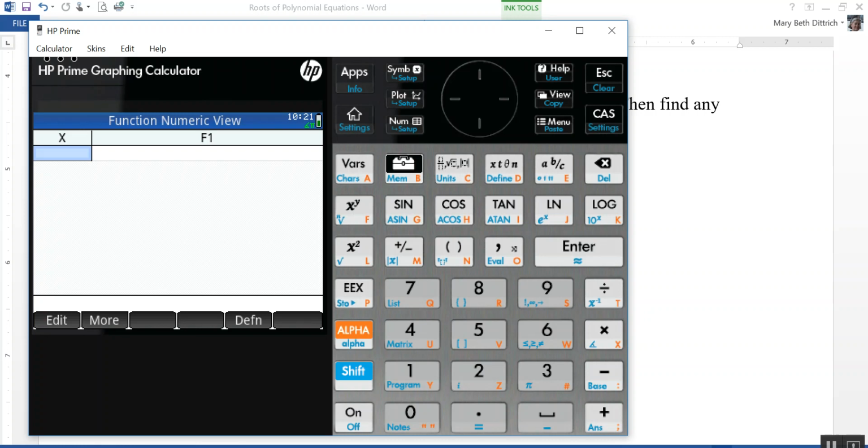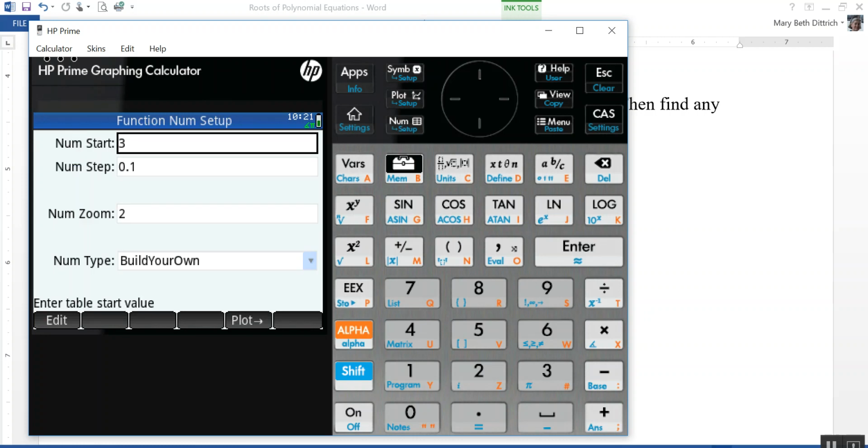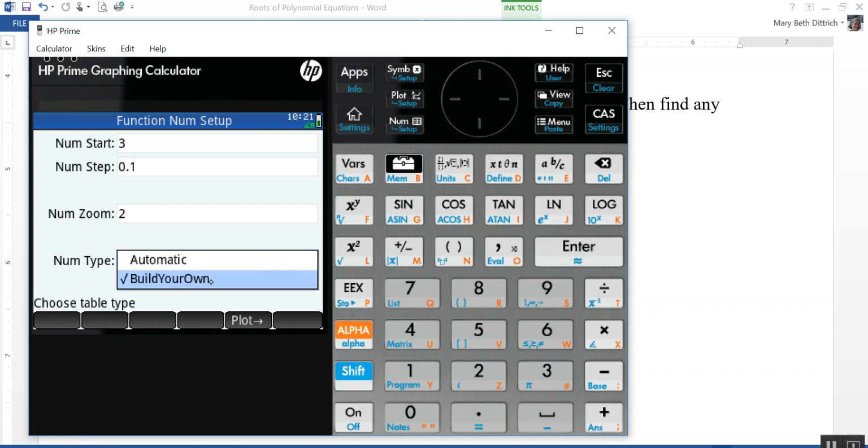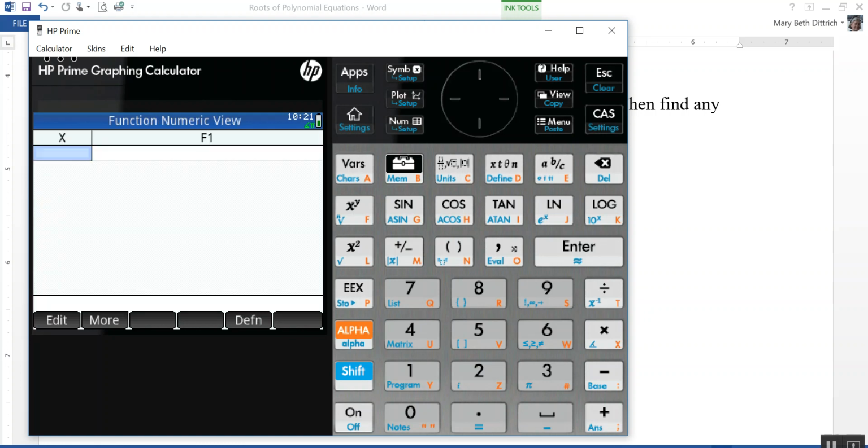Now, your calculator may not look like this. What I did was I went ahead and changed the setup. I did Shift Num to get to the setup menu, and where it said number type, instead of it being automatic, I chose build your own. That's going to allow me to put in the values of x that I want. So I'm just going to check each one of those possible rational roots and see if I end up with a 0 for my f of x.